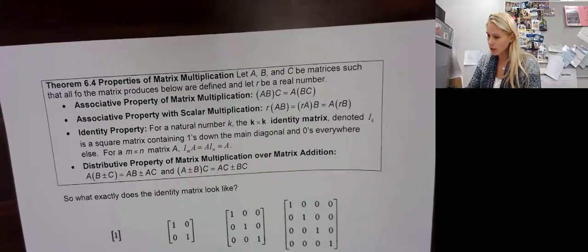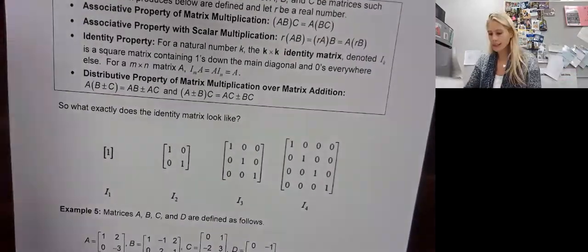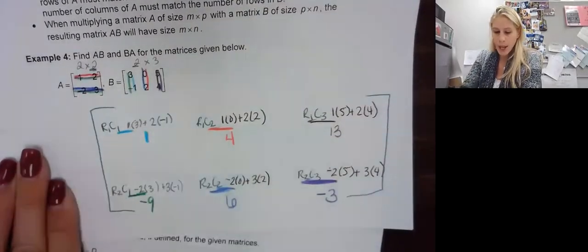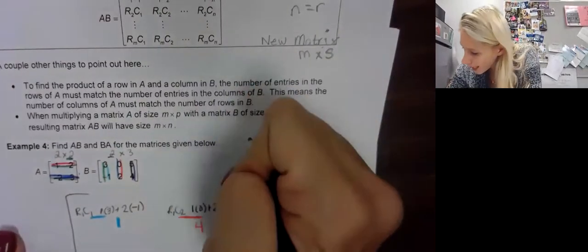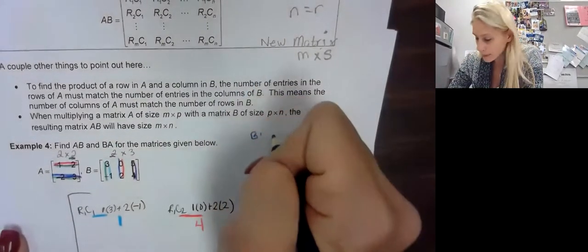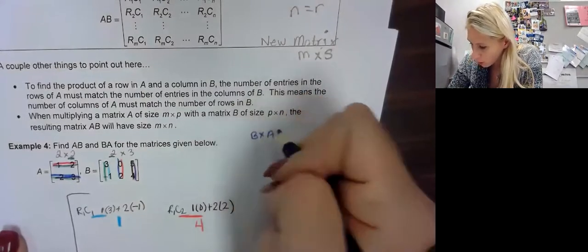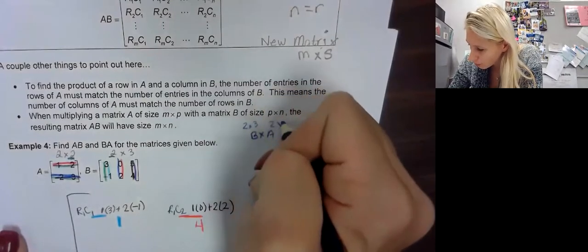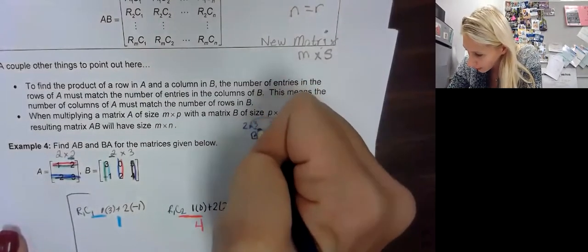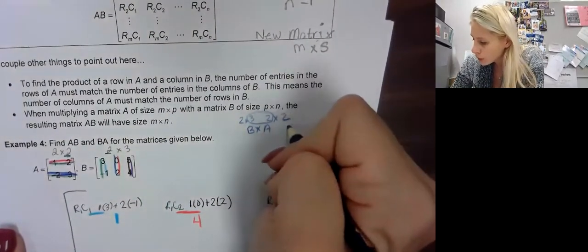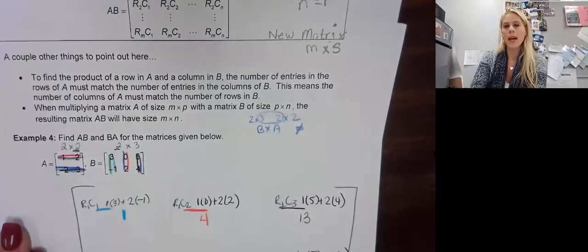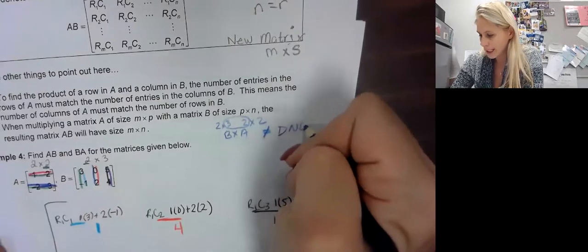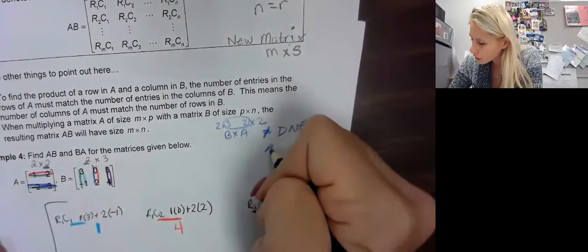Actually, why don't I go over that now? I can go back to this example to show you. We just multiplied A times B. But let's say I did B times A. Well, B is a 2 by 3, and A is a 2 by 2. And as you can see right here, 3 does not equal 2, so you cannot do it. So it does not exist, or no solution. No solution would be better.